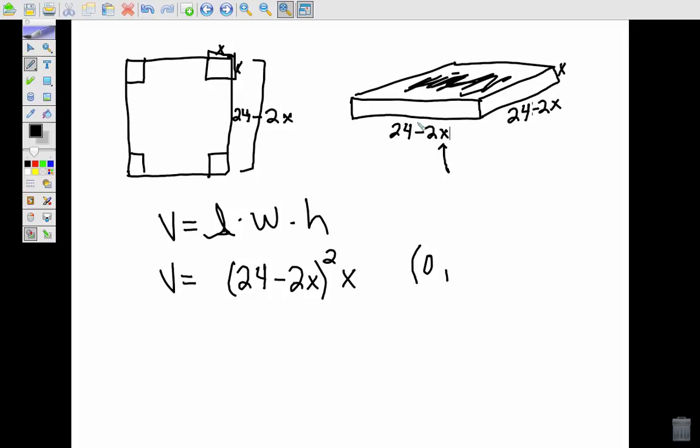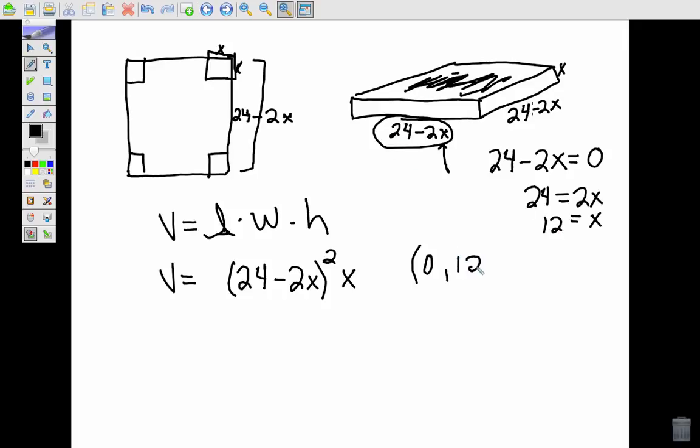Okay, well, let's think about the expression here. What would cause this, if you cut off the edges on both sides, to be 0? 24 minus 2x. If the length you had for the box would be 0, you wouldn't be able to have a box. Okay, that's 24 equals 2x, so x would equal 12. So just logically thinking about this, as long as your measurement is anywhere between 0 and 12, not including those, you could create this rectangular prism.